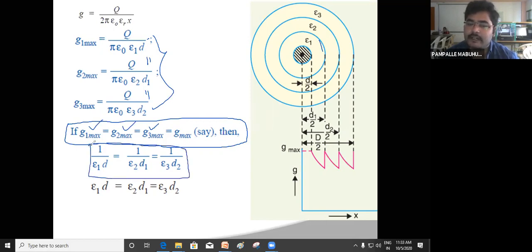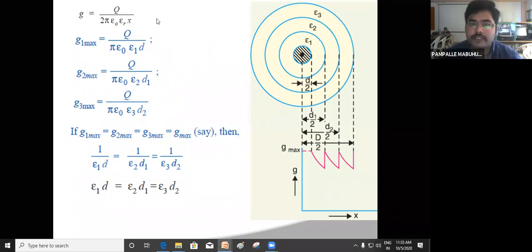When the maximum potential gradient at all three layers is the same, then you will get 1 by epsilon 1 d is equal to 1 by epsilon 2 d1, which is equal to 1 by epsilon 3 d2. So from this you can finally write this equation, which is epsilon 1 into d equal to epsilon 2 into d1 is equal to epsilon 3 into d2.